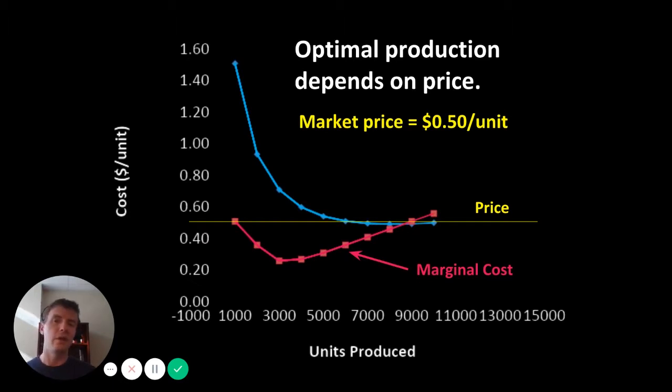So again, the average cost curve is intersected by the market price. There are some parts of the average cost curve that are above the market price, some that are below. And this time we also see that the marginal cost curve intersects the price at some point. There's some level of production on the x-axis, some number of units produced, where the marginal cost of production is equal to the market price.